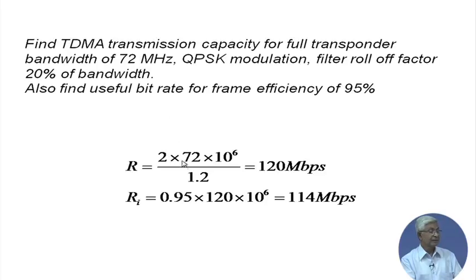The spectral efficiency is 2 because it is QPSK modulation, that is 2 bits per hertz, and then 72 megahertz, and filter roll-off is 0.2, so 1 plus R is 1.2. You get a transmission rate of 120 megabits per second, and frame efficiency is given as 95%. So you can find the information bit rate or useful bit rate, that is 114 megabits per second.